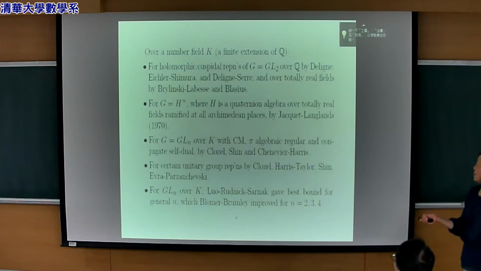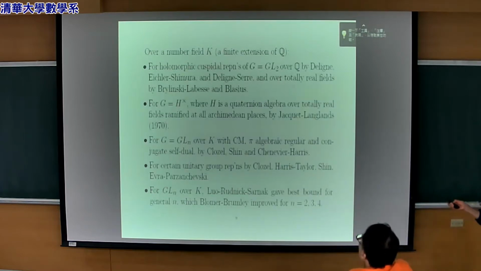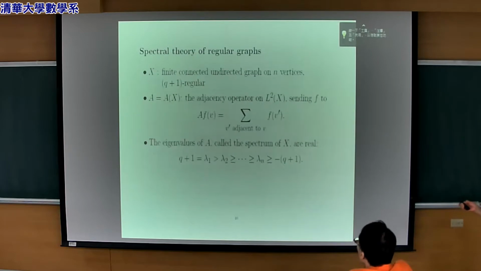Okay. So the best bound was given by Rudnick and Sarnak. They have a bound for general n, but when n is small, like 2, 3, and 4, Blomer and Brumley improve their bounds. So these are all the works in the Annals and so on. So these are the current status of this conjecture.